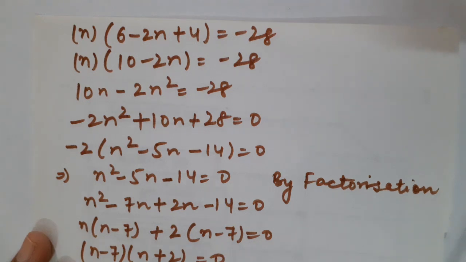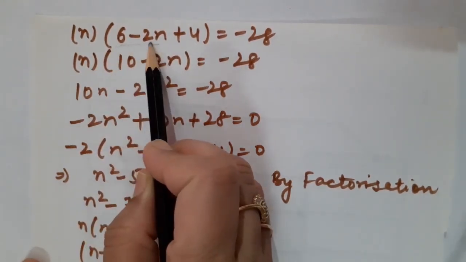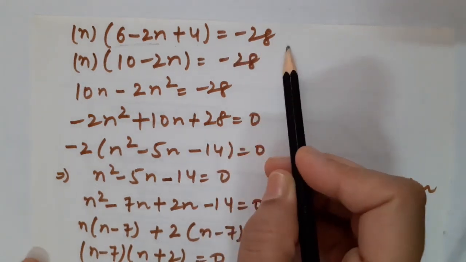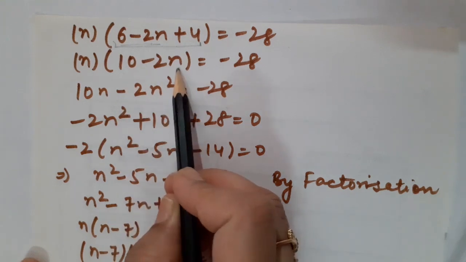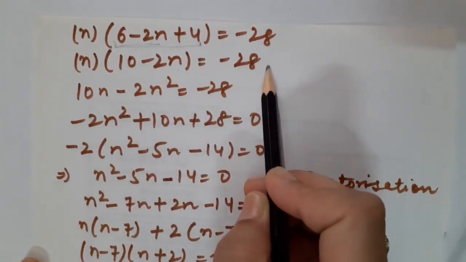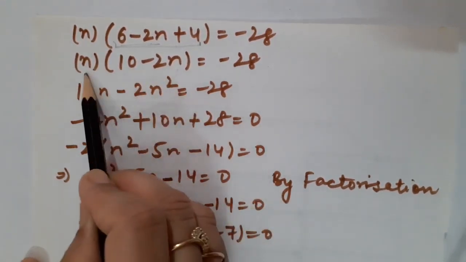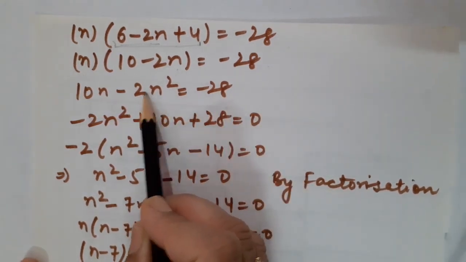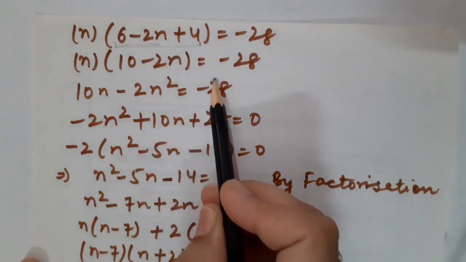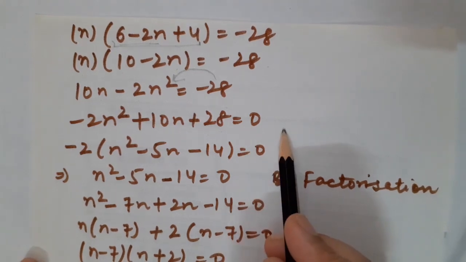So after putting the value of a from equation number 1 in equation number 2, I have got n into (6 minus 2n plus 4) is equal to minus 28. Correct? So simplify the bracket first. You will be getting (10 minus 2n) into n is equal to minus 28. So now multiply n by each and every term in the bracket. It would become 10n minus 2n square is equal to minus 28. So this is minus 2n square plus 10n. When I bring this minus 28 to the left hand side, it would become plus 28 is equal to 0.